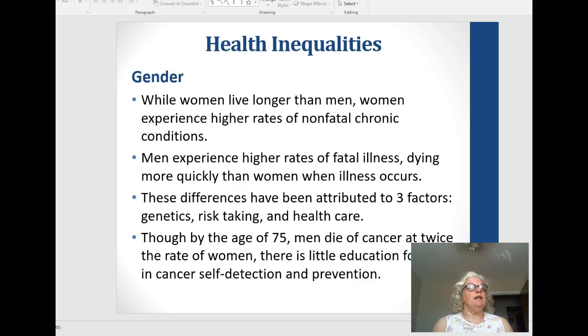Men experience higher rates of fatal illness, dying more quickly than women when illness occurs. Significant when we look at what government has put into place. They put in a women's health department, but they have not put in a men's health department because it stated that the health programs were initially just focused on men. There's significant differences facing gender in those issues. And we know that men are healthier when they're married because women monitor their health at a different rate than men monitor their own health. Some very interesting issues within that.